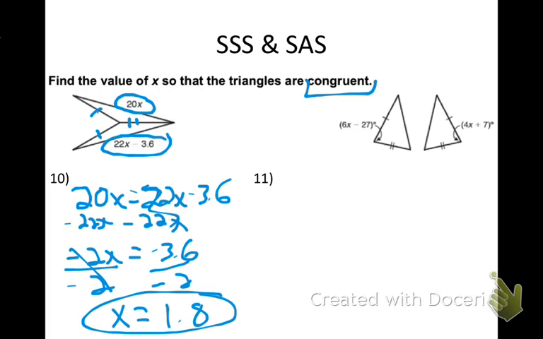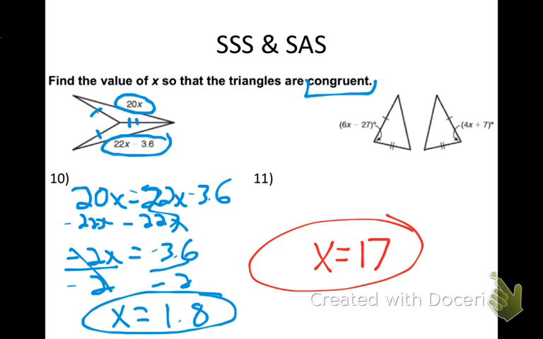Try number 11 on your own. Take a couple seconds here, try number 11. Same idea. All right, when you work this one all out, Jack, what do you get for x equal? X equals 17. Nice job, sir. 10 would have been a triangle shortcut of SSS. 11 would have been the triangle shortcut SAS. Again, I know the S, I know the angle, I know the S.